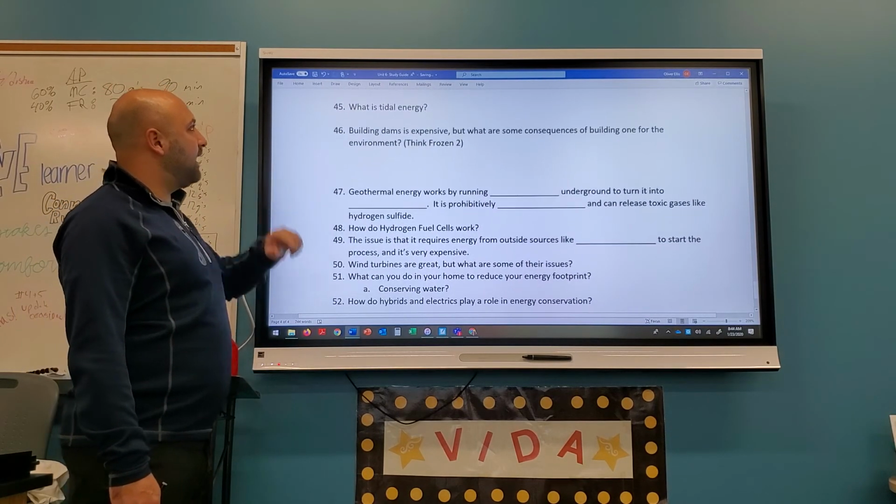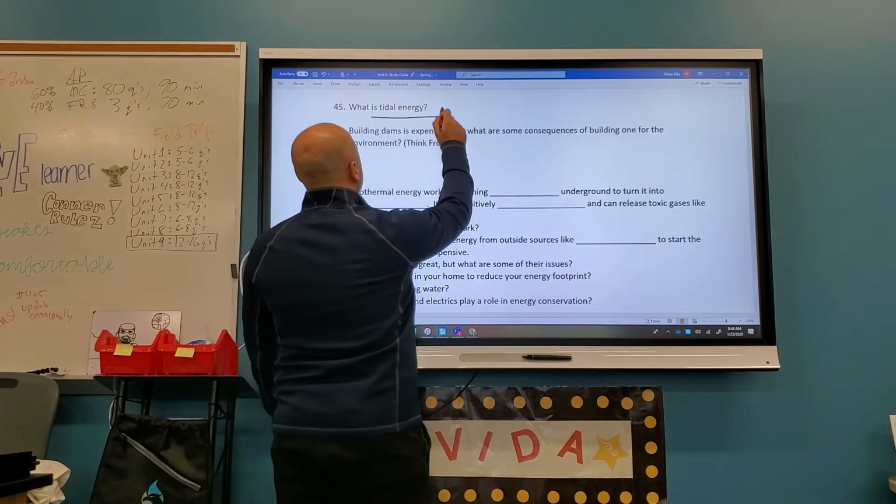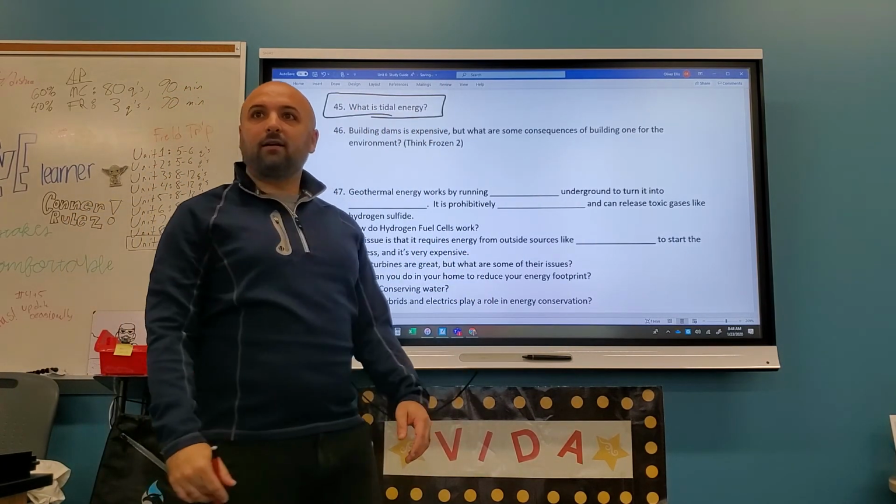But keeping on here, what is tidal energy? Because that was in the standard, someone was supposed to teach you. So what is tidal energy? I'm assuming they use the tides. Yeah, what do the tides do?